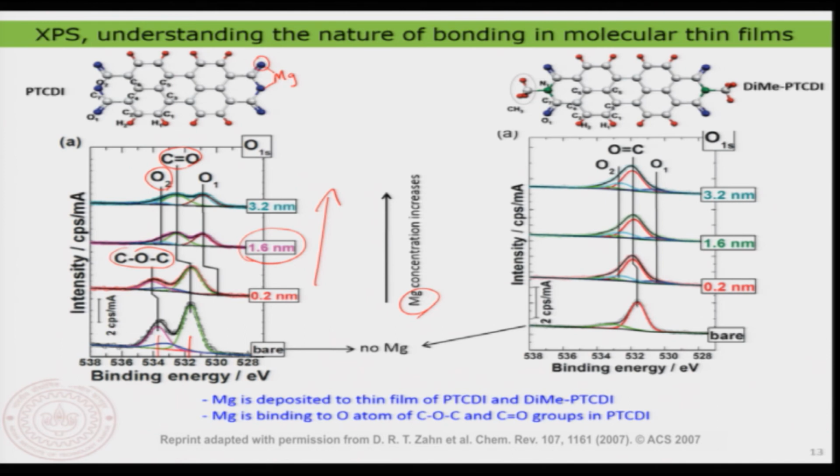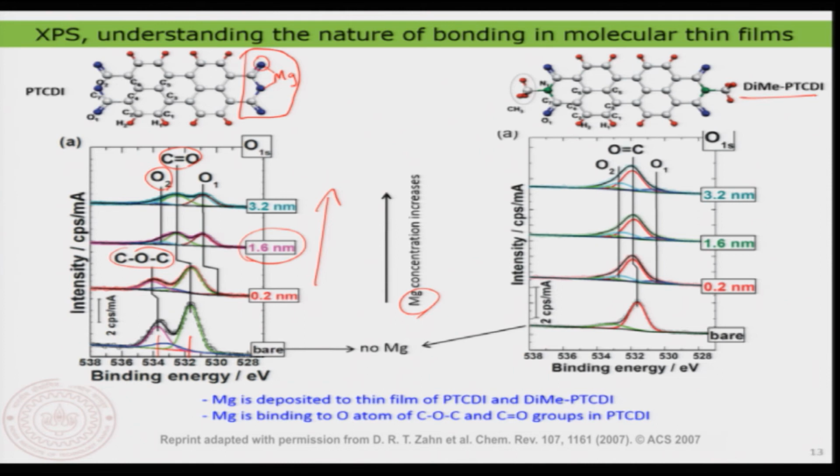So, now with this kind of spectrum I can clearly understand what is going on at this kind of interface, which is where I am doping the magnesium into the film itself. Yeah. So, that means the molecules are now getting partly connected by the magnesium atom. So, this is quite interesting. You can also do the same experiment with the dimethyl PTCDI.